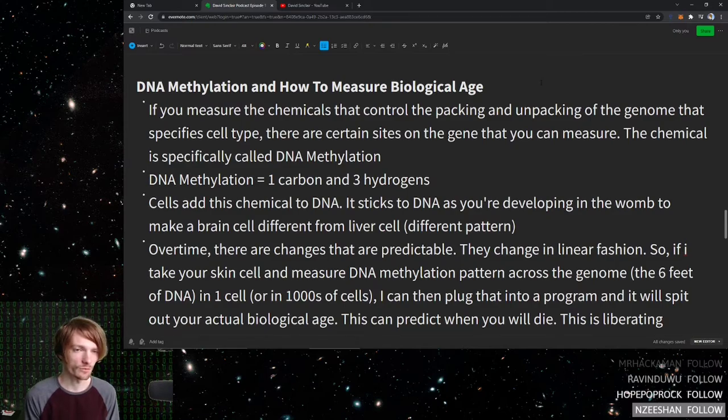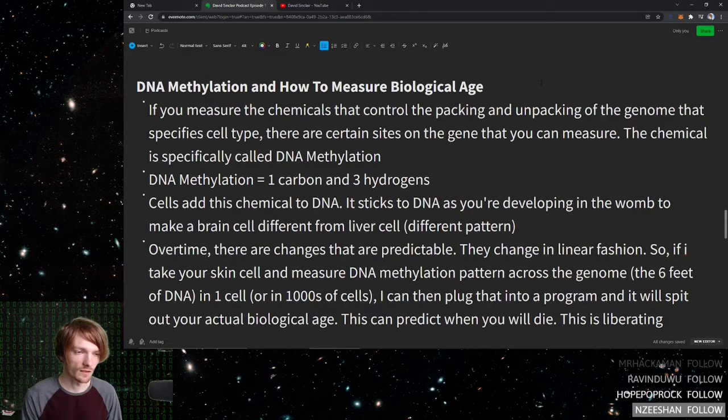So if you measure the chemicals that control the packaging and unpackaging of the genome that specifies cell type, there are certain sites on the gene that you can measure. So I believe whenever they say gene, that's also the same thing as DNA. So gene and DNA, kind of like the same thing. So I imagine that 6-foot DNA strand, there's certain sites on that DNA strand that you can measure. And the chemical that you're measuring is specifically called DNA methylation.